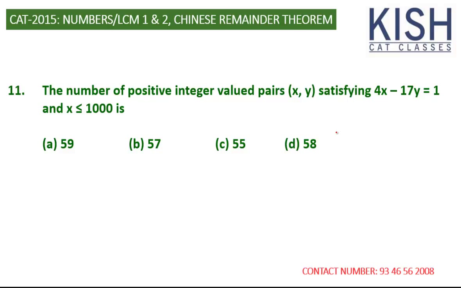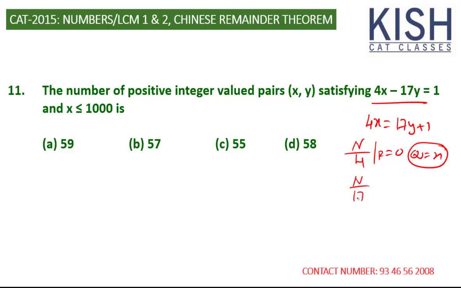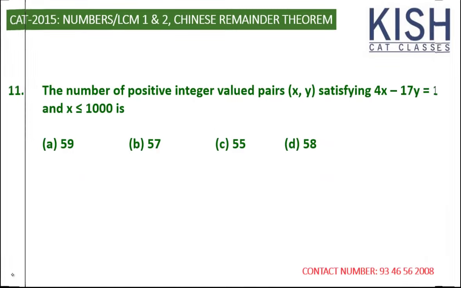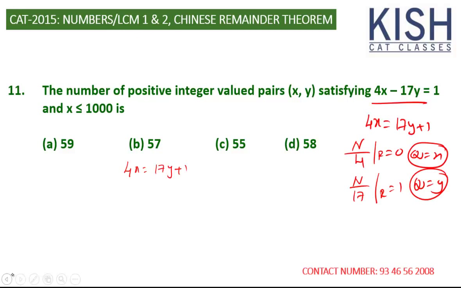So here, we can write this one as 4x equal to 17y plus 1. That's nothing but when a number n is divided by 4, the remainder is 0 and the quotient is x. When the same number is divided by 17, the remainder is 1 and quotient is y. That's what I've written, n. So 4x minus 17y equal to 1. And now we need to find x. Let's see what we can do. So 4x equal to 17y plus 1. We can write like this. Now, what is the first set of solution for x and y? That's what we need to find.